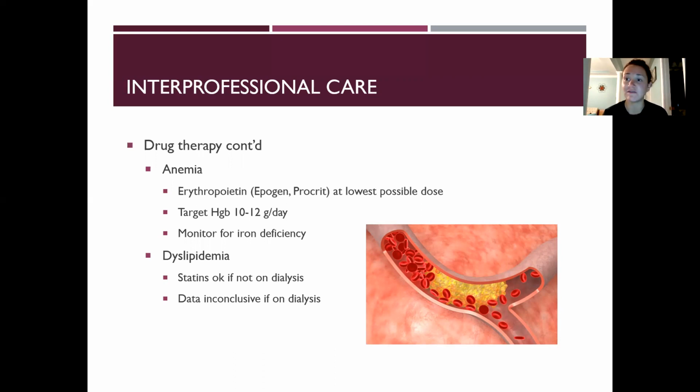Dyslipidemia, we want to definitely address that because that can progress and worsen cardiovascular disease. So we will give statins. However, there is some inconclusive data on whether patients should take statins if they're on dialysis. I've seen patients taking statins on dialysis and haven't heard anything about it. So I'm not sure exactly what the outcomes on that will ever be. But if you hear something different once you start practice, that could be why.